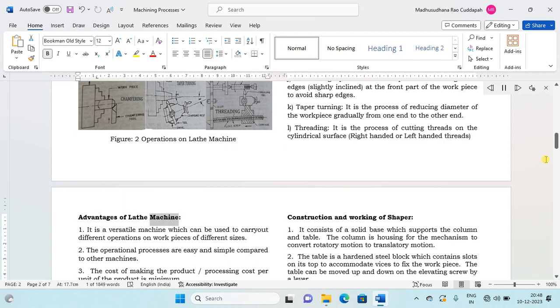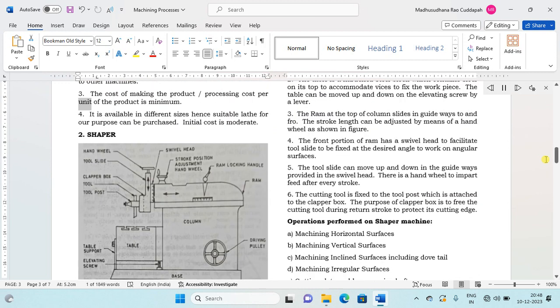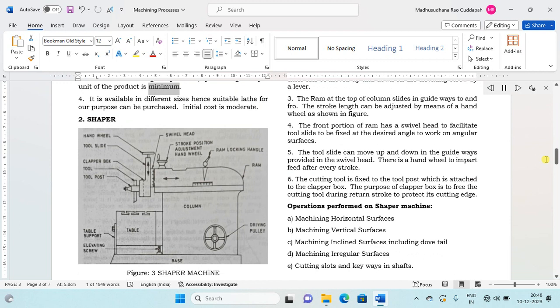Advantages of lathe machine. 1. It is a versatile machine which can be used to carry out different operations on workpieces of different sizes. 2. The operational processes are easy and simple compared to other machines. 3. The processing cost per unit of the product is minimum. 4. It is available in different sizes, hence suitable lathe for our purpose can be purchased. Initial cost is moderate.